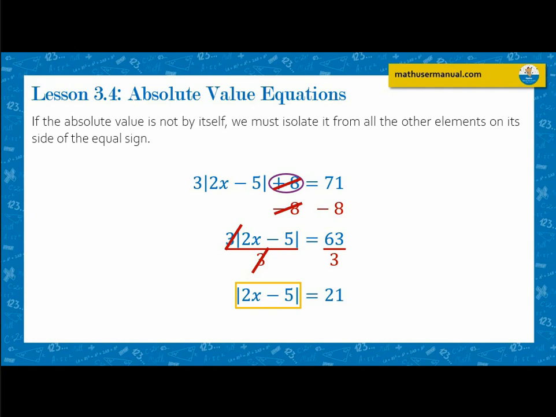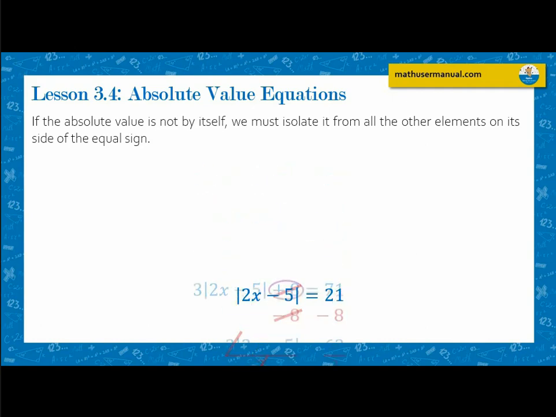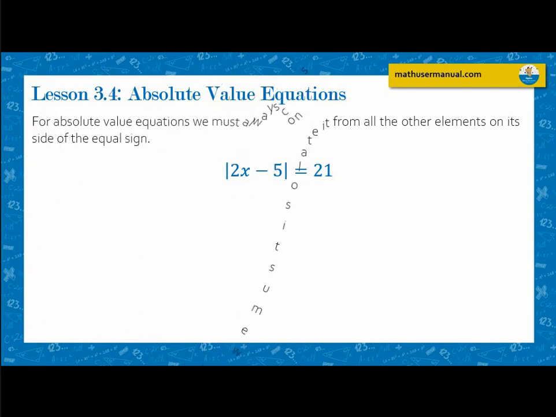So that is our first objective. When the absolute value is not alone, we need to isolate it. That absolute value needs to be completely by itself on either side of the equal sign. It doesn't matter if it is the left or the right, but it needs to be by itself. Let's clean this up because we need space to keep solving. The equation is still not solved. We still don't know what the value of x is. But now we reach the part that we are familiar with.